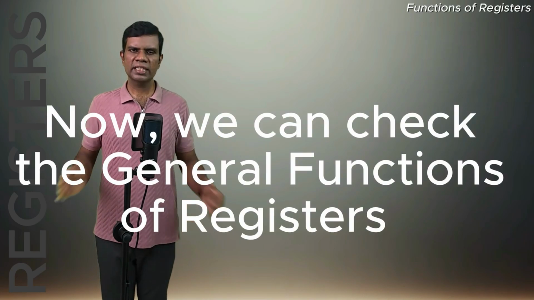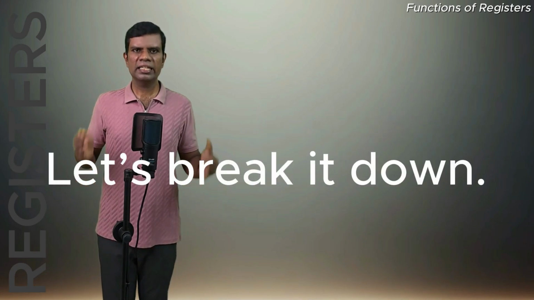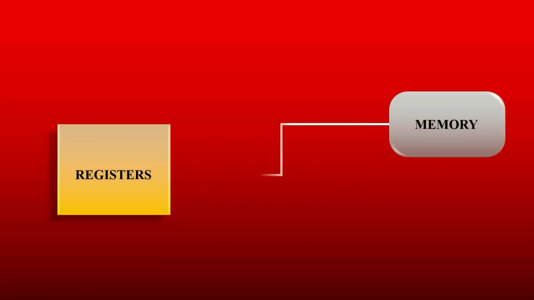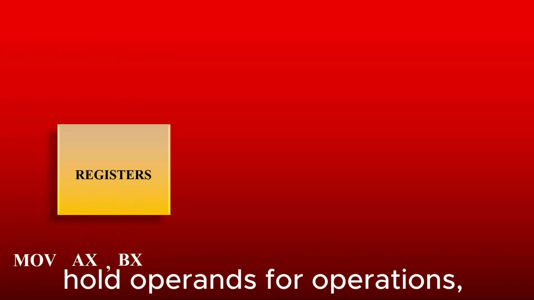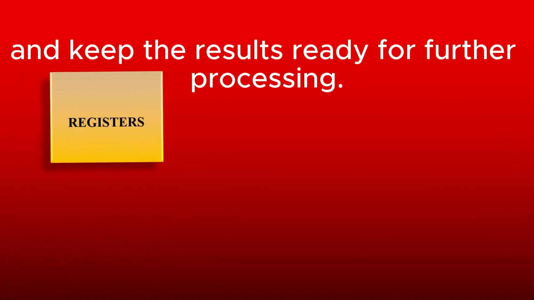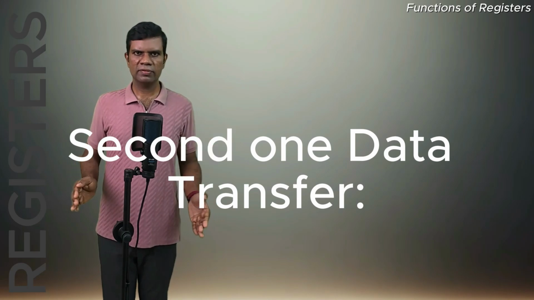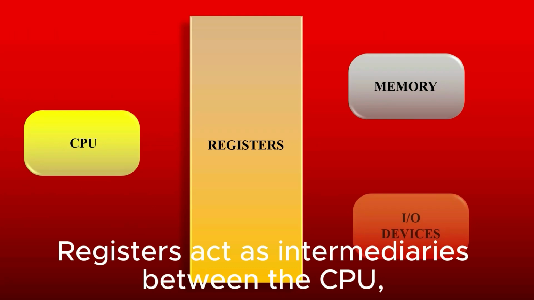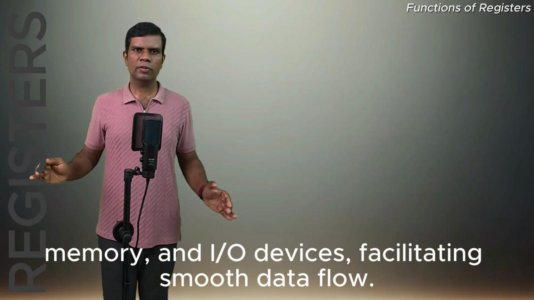Now we can check the general function of registers. So how do registers contribute to the CPU's operation? Let's break it down. First one, instruction execution. They store instructions fetched from memory, hold operands for operations, and keep the results ready for further processing. Second one, data transfer. Registers act as intermediaries between the CPU, memory, and I/O devices, facilitating smooth data flow.